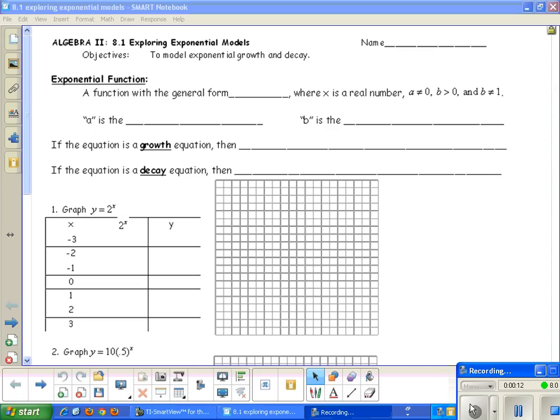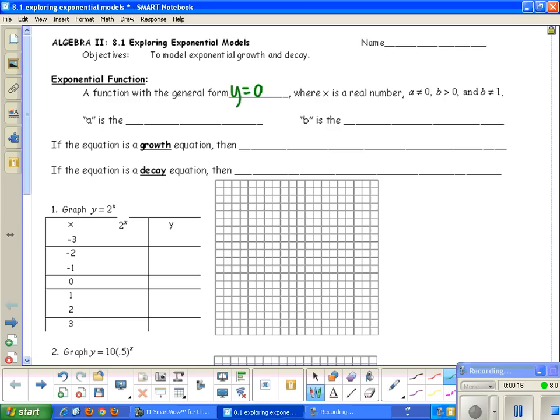A function with the general form of y equals ab to the x power, where x is a real number, and a, this value here, we're going to call the initial value, and b is going to be called the growth or decay factor.